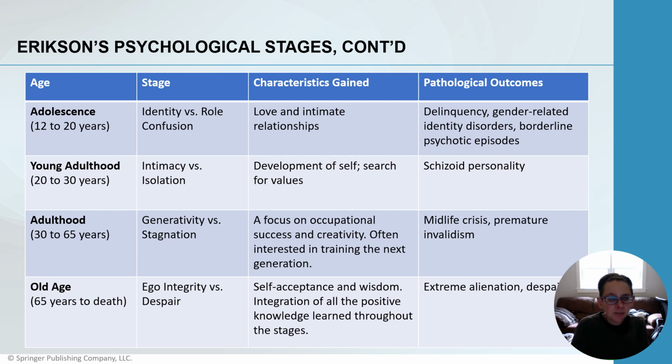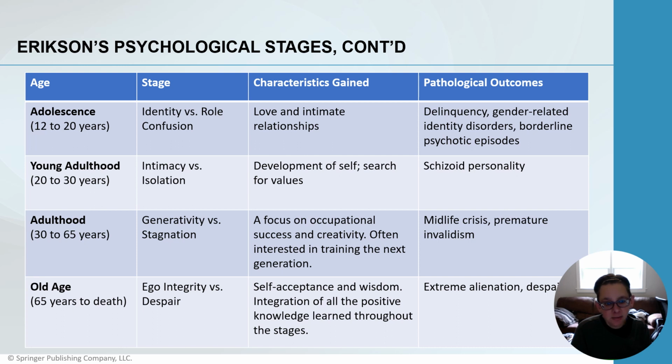So some people do really well when they retire, and some people go stagnant. So I think that's important to understand too when evaluating people when they come to your office. And then old age, 65 and older, ego integrity versus despair, you will see this. And Erickson hit it on the head.